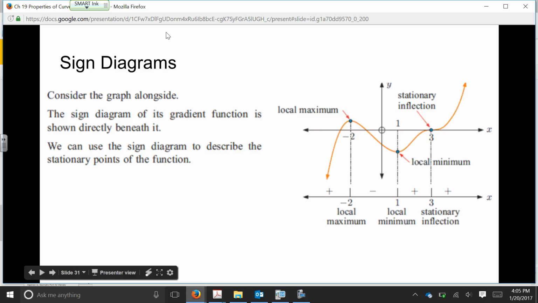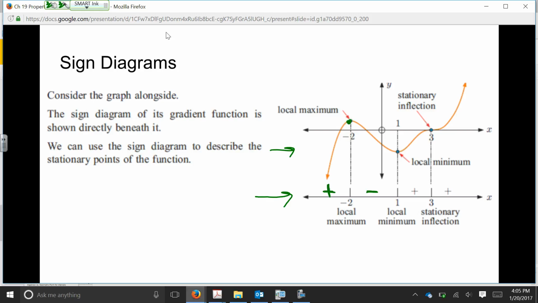Now, what do all of these look like as far as the sign diagrams of the derivative function? As we look at this function up here and the sign diagram below, if we look at this local maximum right here, well, the function's increasing prior to that point, but then the function begins to decrease. So we see a change in the sign of the derivative at that point. The same thing occurs at this local minimum here. It is decreasing before positive 1, but then I get past positive 1 and the function starts to increase. So the derivative is positive again.